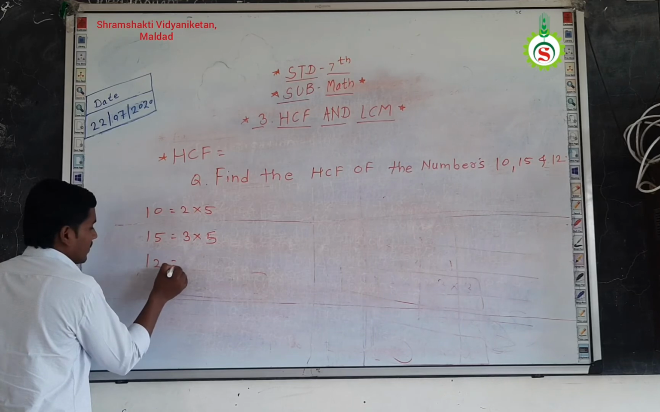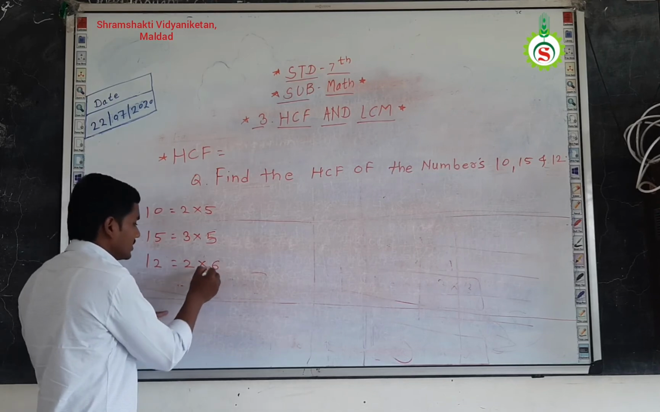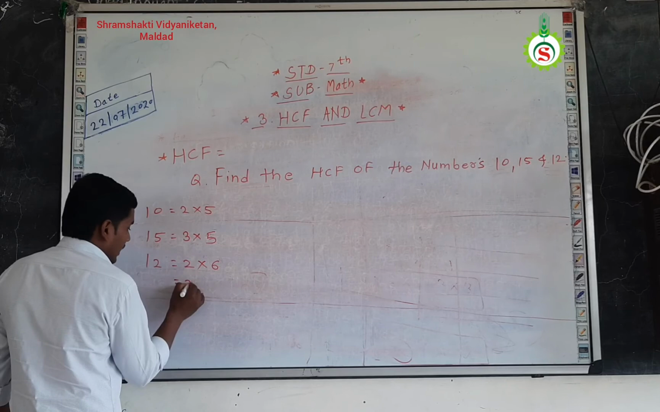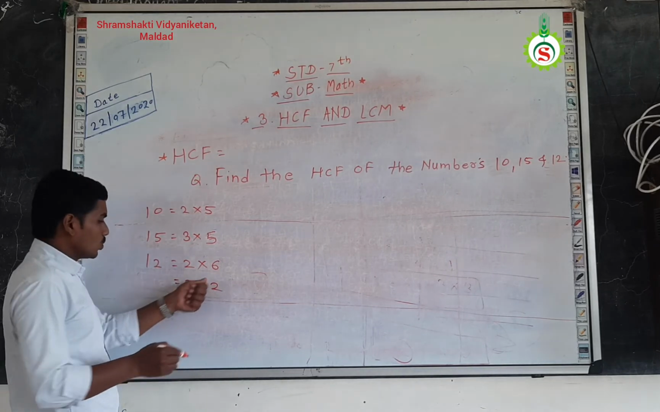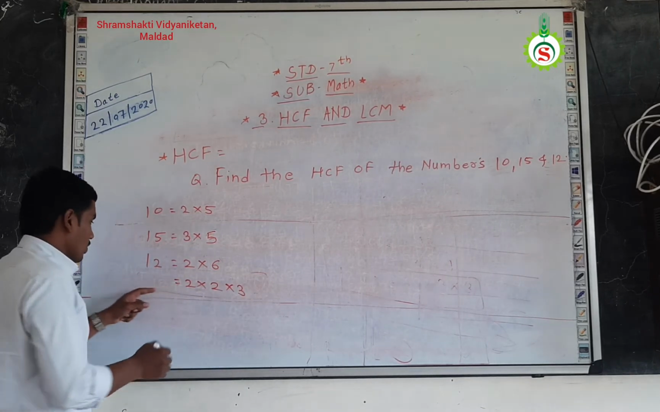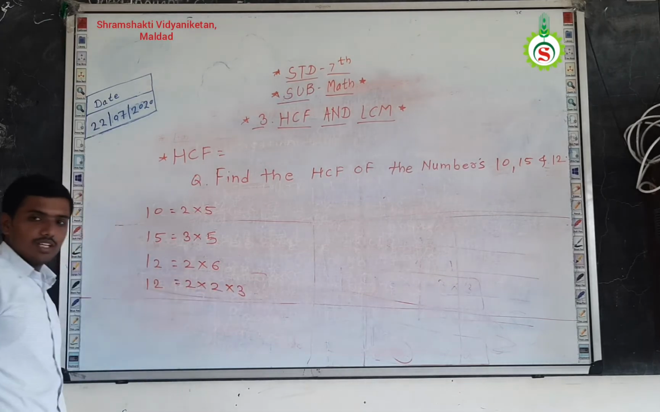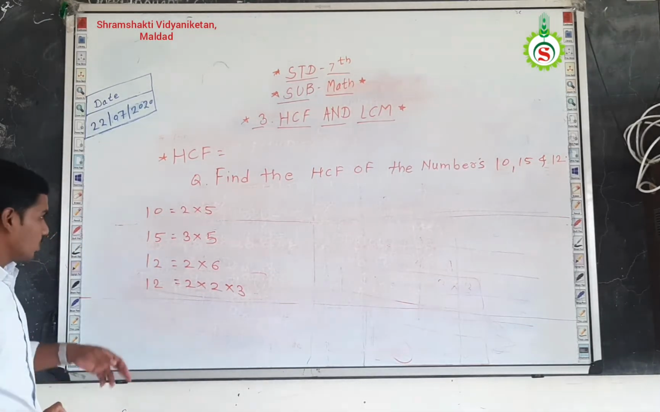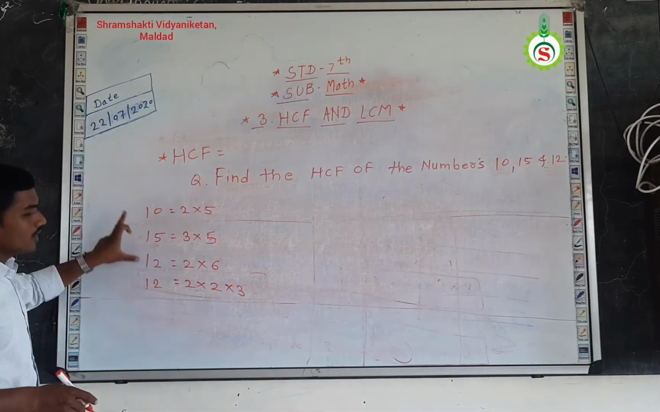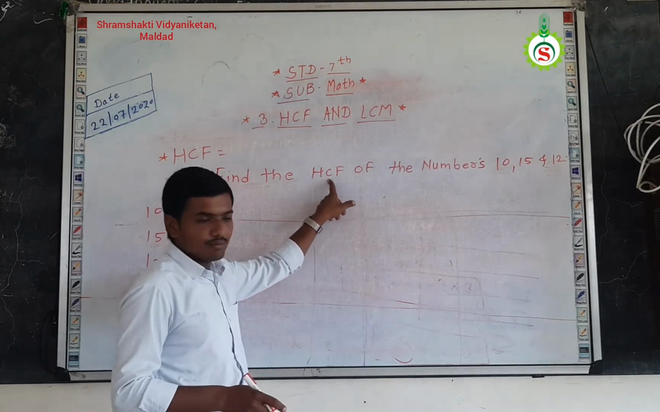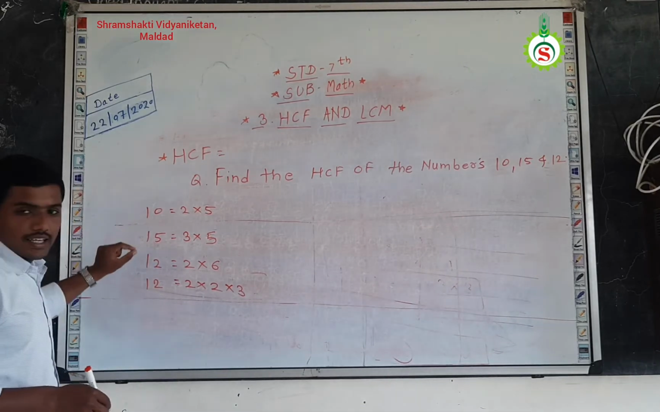Now the remaining number is 12. 12 is divisible by 2. If I divide 12 by 2, the answer is 6. Now 2 is not divisible by another number, but 6 is divisible by another number. I can divide it by 2, and 2 threes are 6. For the 12, 2 is not divisible by another number, and 3 is also not divisible by another number. That means factorization is over. So for 10, 15 and 12, I have found the factors, because I want to find the HCF of the given three numbers by the factorization method.